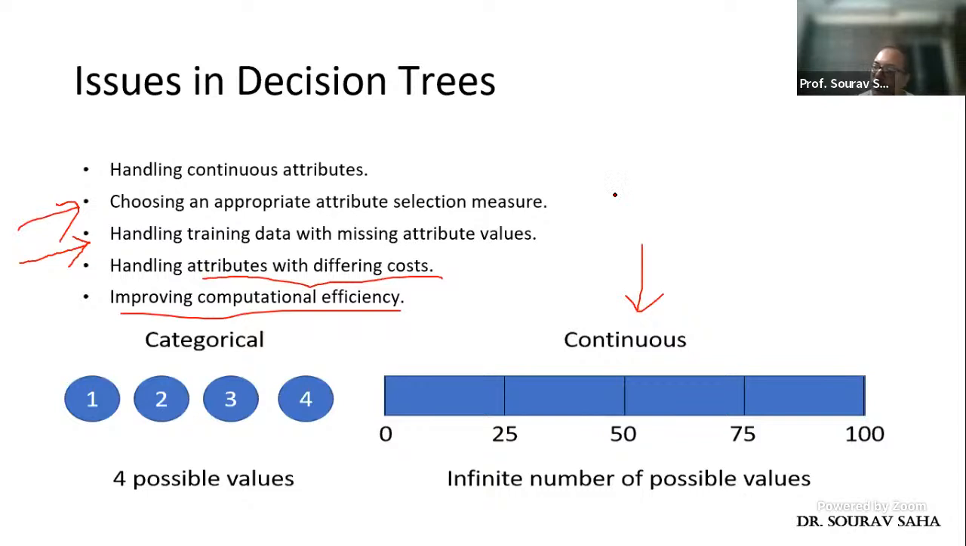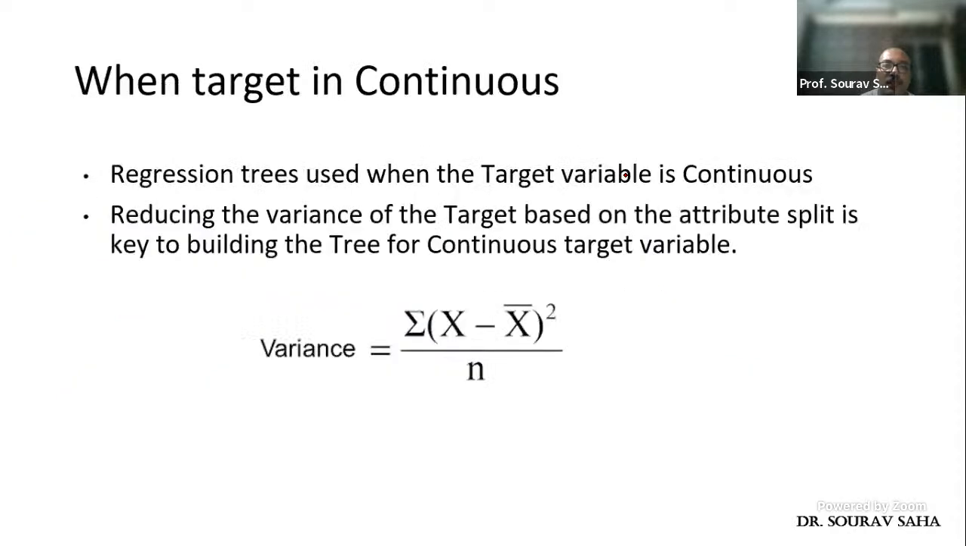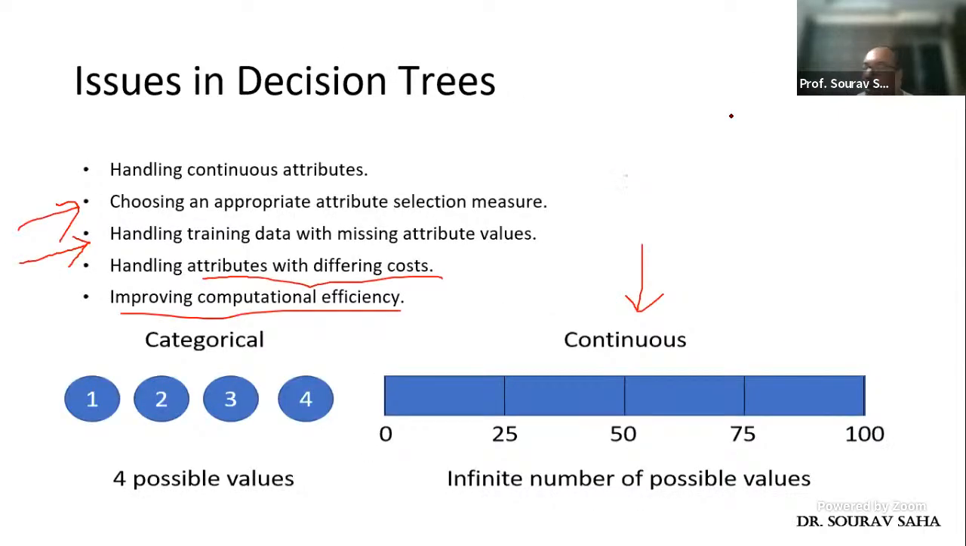Just to give you an idea, we'll start this in the next class. What happens when the target is continuous? When the target is continuous, we are not talking of a classification tree, but rather a regression tree. In a regression tree, the target variable is numerical.